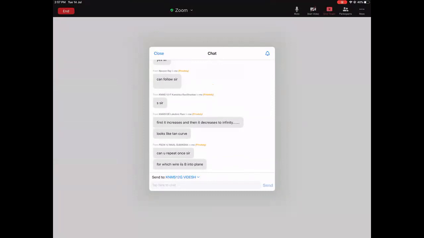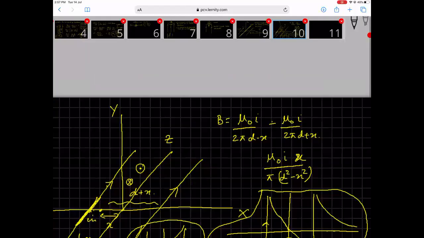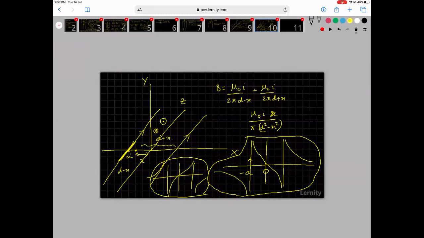First it decreases, increases, then decreases to infinity. See, any wire, grab it with your right hand. For this wire, the field will be out of the plane of paper. For this wire, it will be into the plane of paper. So this will be dominant on this side, and on this side, that will be dominant. On this side, outside will be dominant. So after the origin, it will be positive. On this side, it will be negative.